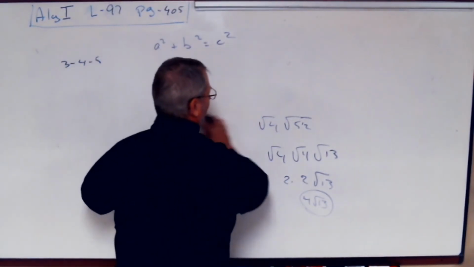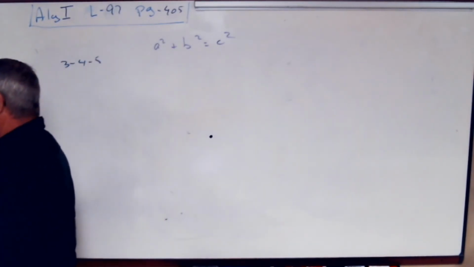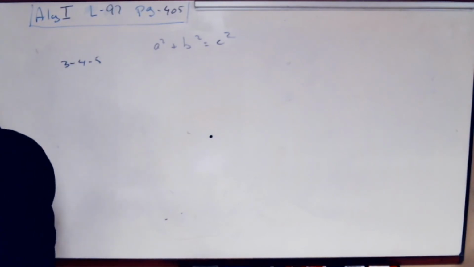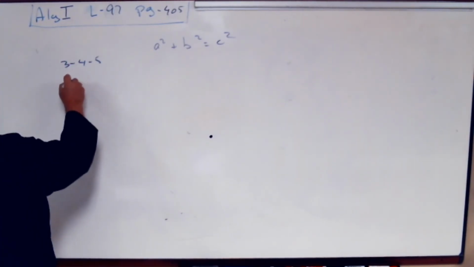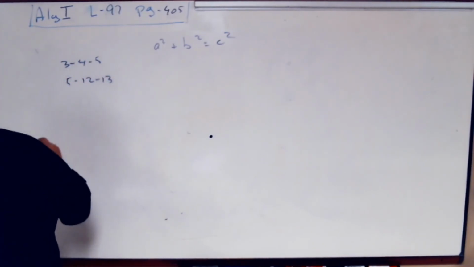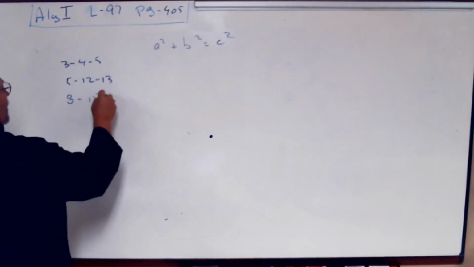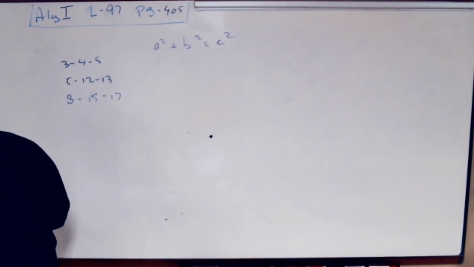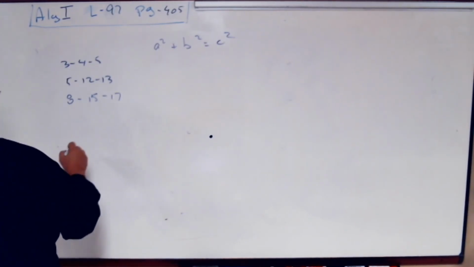Now, just look at this next little section here real quick. What they're doing here is they're going to give you some Pythagorean triples. They're not asking you to do anything else, just to recognize them. 3, 4, 5. Okay? Let's see. There's 5, 12, 13. There's an 8, 15, 17. Okay? Those are just some common Pythagorean triples. 6, 8, 10.